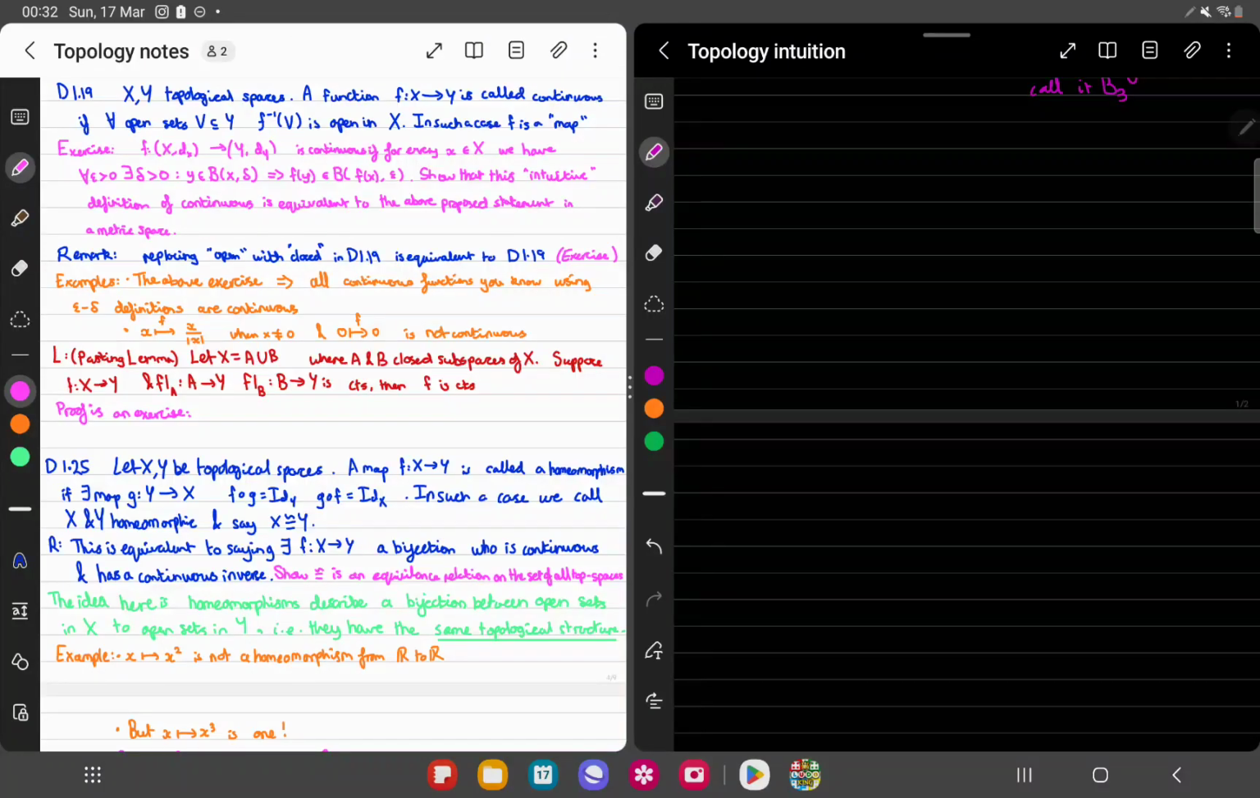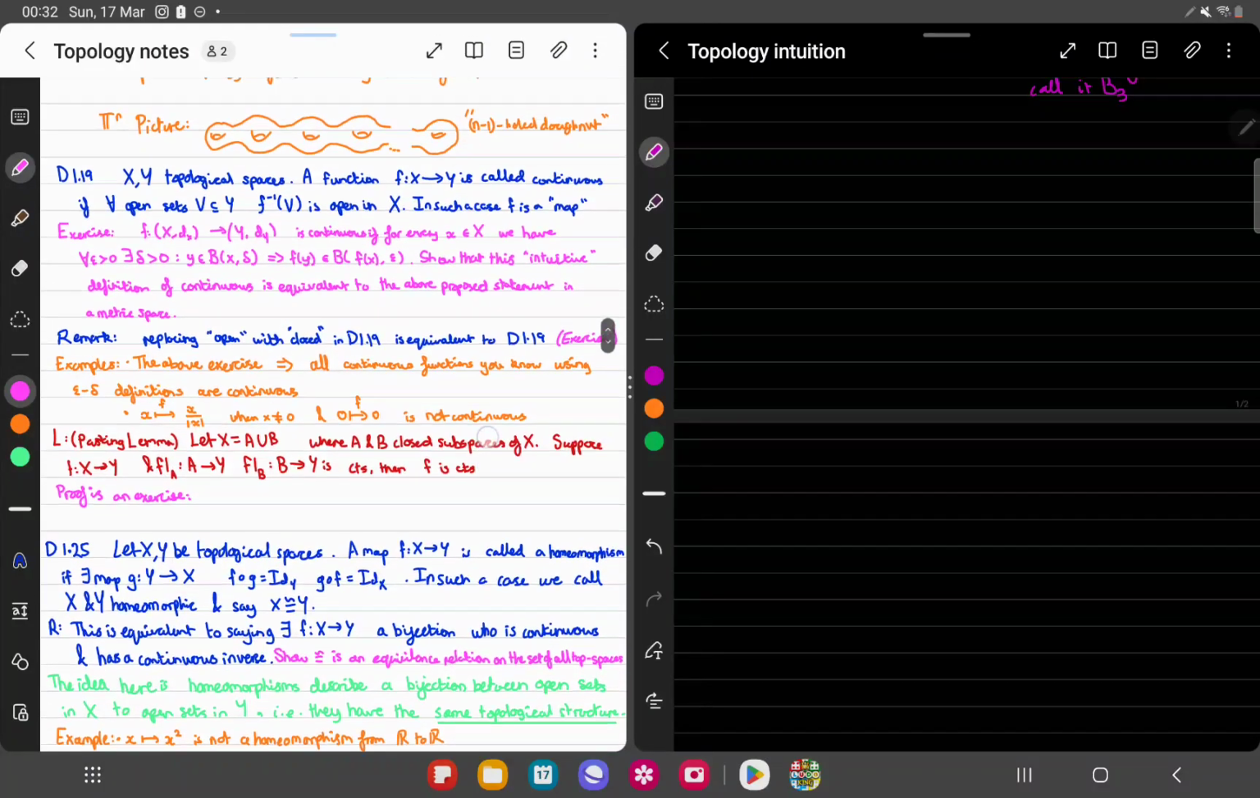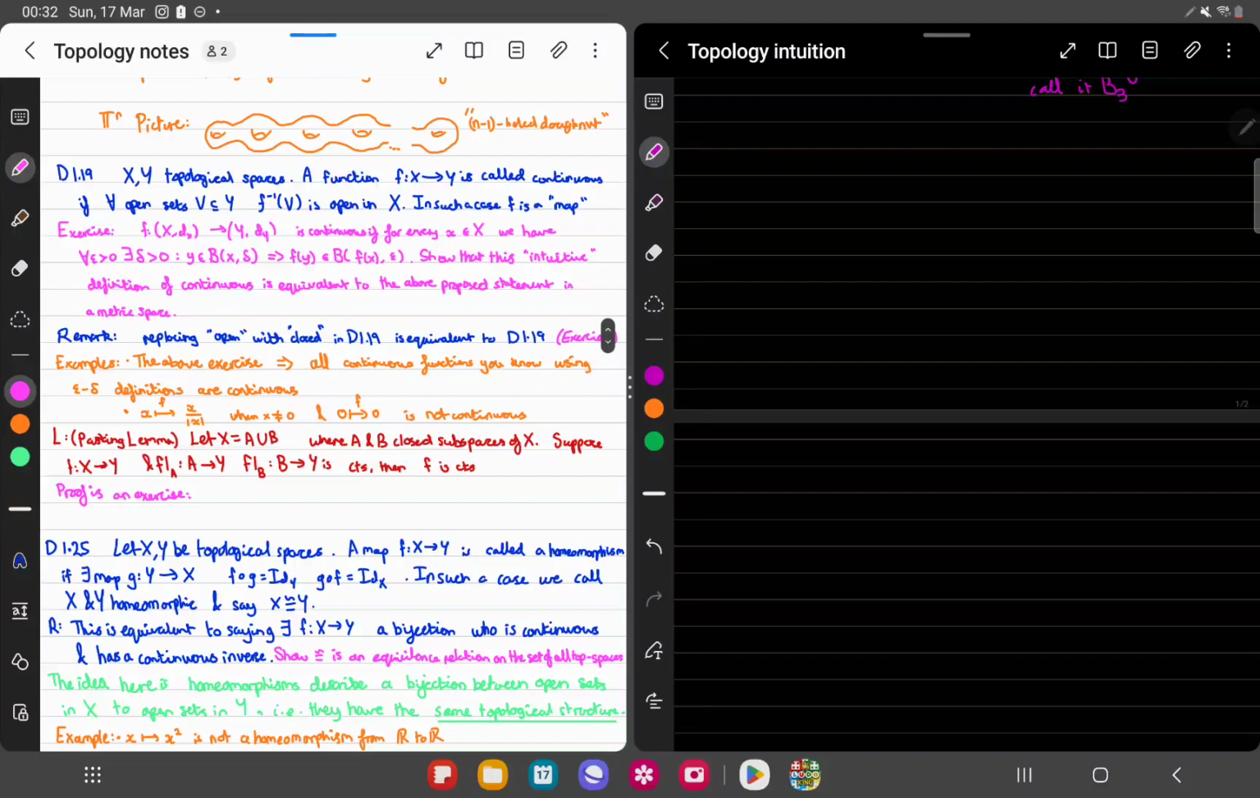So remark, you can replace the word open with the word closed in the definition above, and it's equivalent. The idea is the complement of an open set is a closed set, and complements work very nicely with the pre-image operation. So I recommend you just try that. It does end up working. So the above exercise implies all continuous functions that you know using epsilon-delta definitions are continuous. And that's the point of doing the exercise.